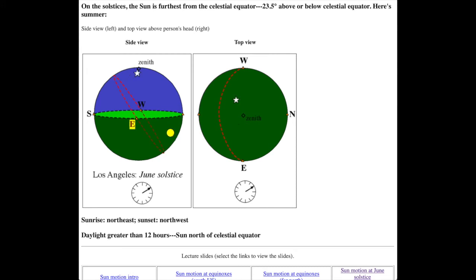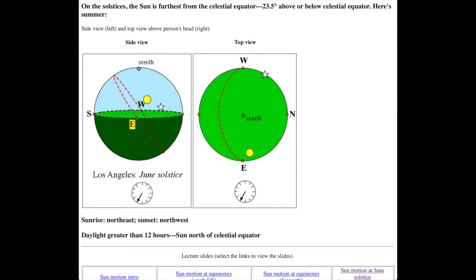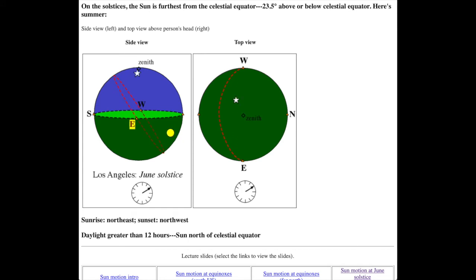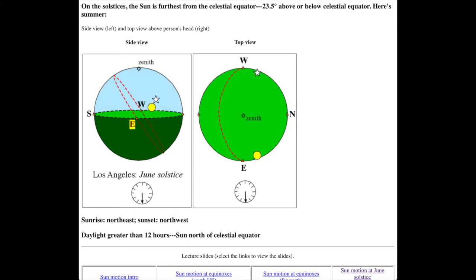The side view shows very clearly that the Sun takes a full 24 hours to go around the Earth, but the fraction of its full 24-hour path that is above the horizon is greater than the part that is below the ground. For us in the northern hemisphere, there is more than 12 hours of daylight when the Sun is north of the celestial equator.